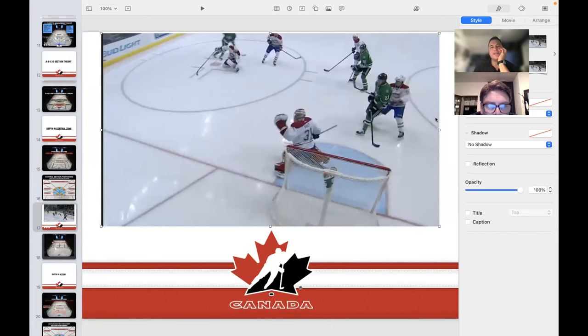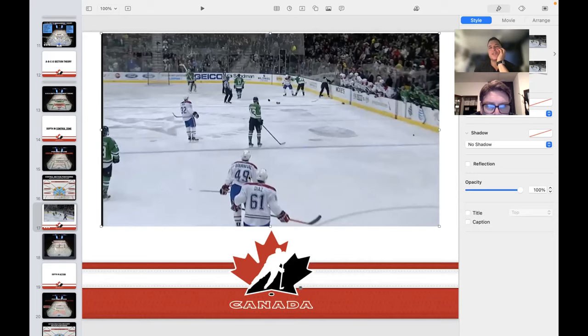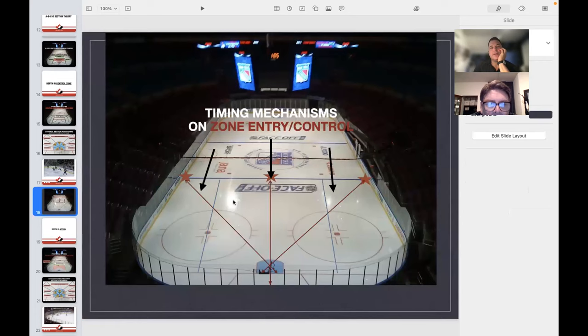There's the east-west. You see that? So when you start seeing how the east-west happens, he doesn't play as far out because he sees the player coming in and getting into that position. Right. So that's what the timing mechanisms look like.